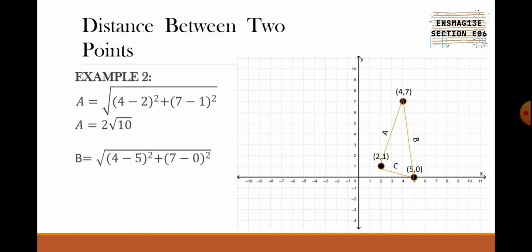For side B, this is your first point, this is your second point. So, the x coordinate of your second point is 4. The x coordinate of your first point is 5. Will give us 4 minus 5. For the y coordinate, the y coordinate of your second point is 7, and the y coordinate of your first point is 0. So you try to solve. The answer is 5 square root of 2.